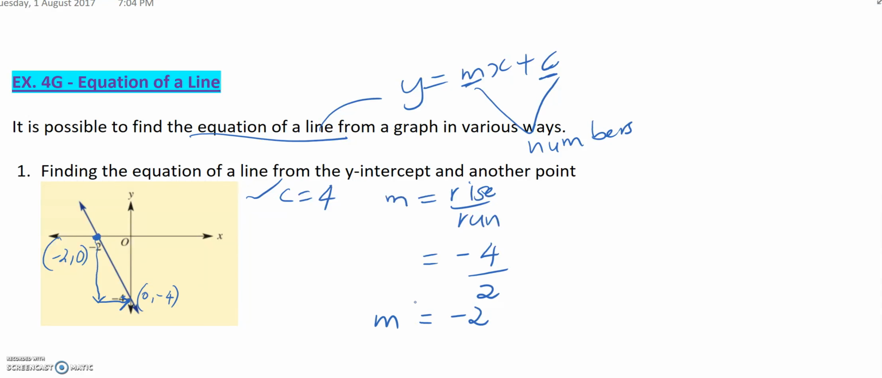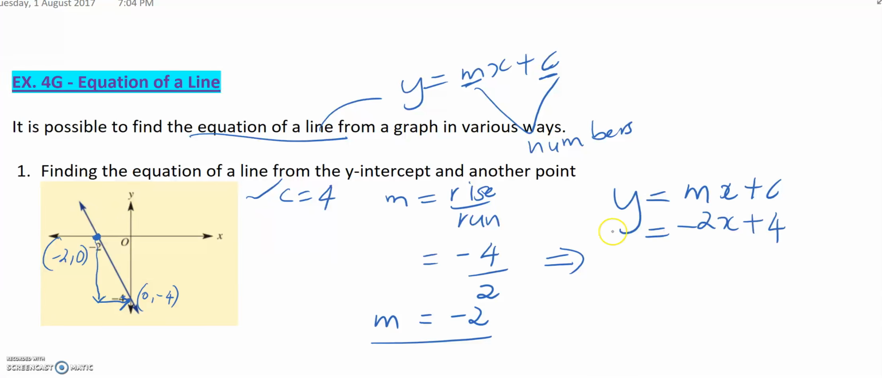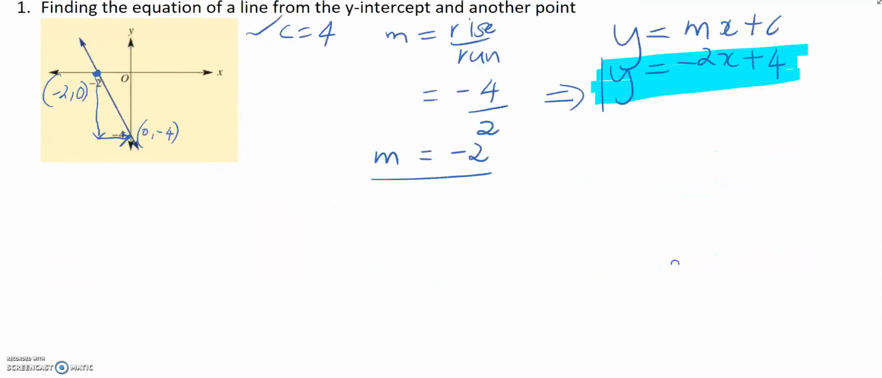So we found our gradient, we found our y-intercept, and if we put them together in the equation in the form of y equals mx plus c, m is -2, so y equals -2x plus c. That gives us the equation of the line, by using our y-intercept and by working out the gradient. This is just continuing from what we learned yesterday.